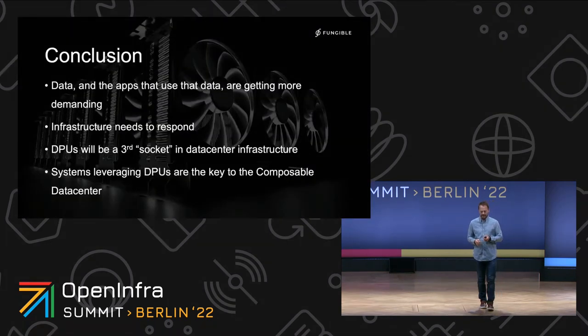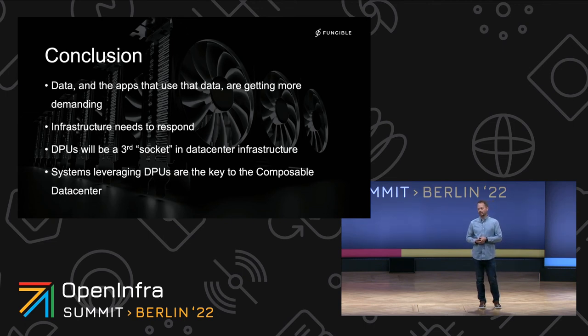And really to wrap up, I think that data and the applications that are driving the growth of data and consuming that data more and more in a real-time sense are driving the demands of infrastructure. Infrastructure clearly needs to respond. DPUs are going to be a major part of modern servers and data center infrastructure, particularly at scale. And leveraging systems that embed DPUs makes this technology a lot easier to consume.